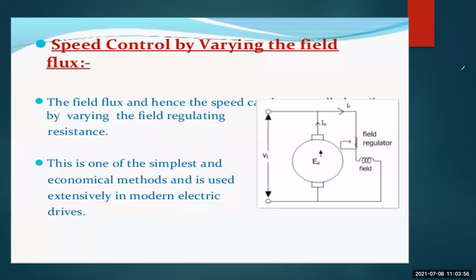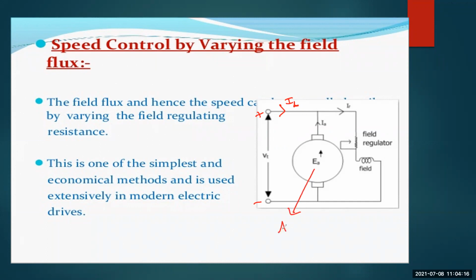This is called the line current, or supply current, generally denoted as the line current IL. Then the terminal voltage, positive or negative. This is called the armature winding.